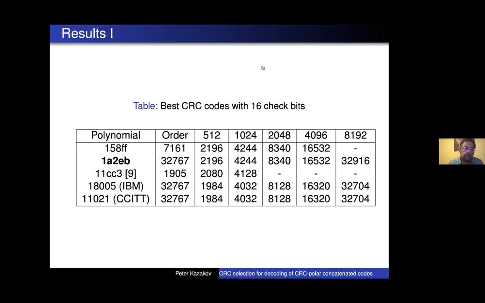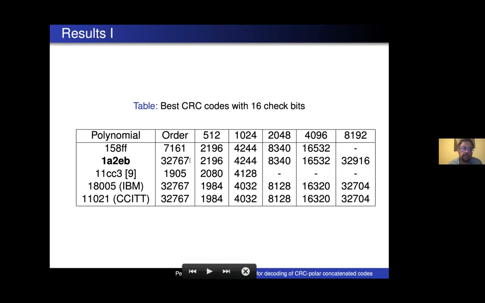Interesting part for 16 bits. Here are 3 standards that are present, and here we have different values of m. So that is 512, 1024, and so forth. And we do 2 proposals.